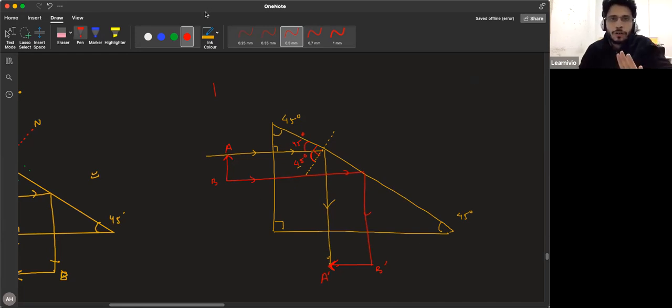Is it clear how this prism can deviate a ray by 90 degrees? Yes, sir. Sir, can you explain again?